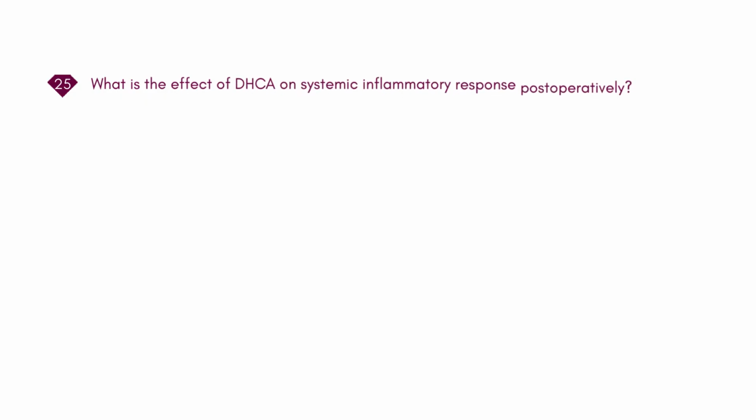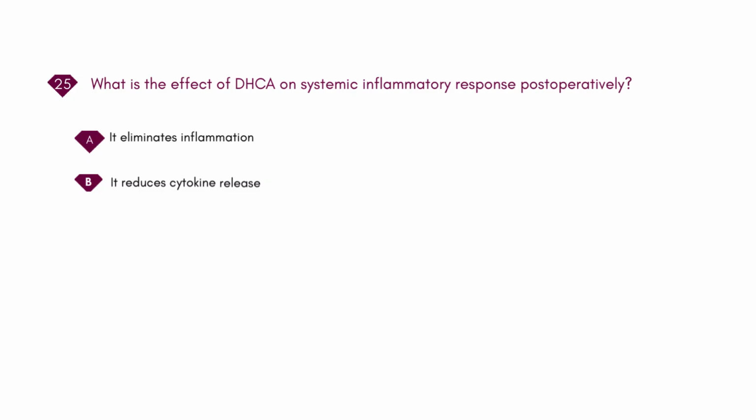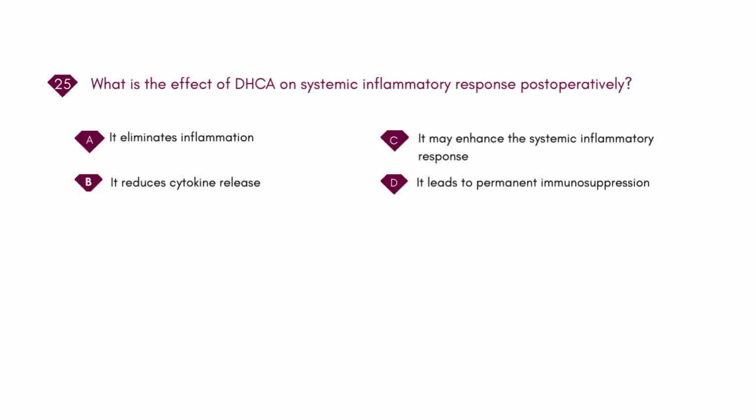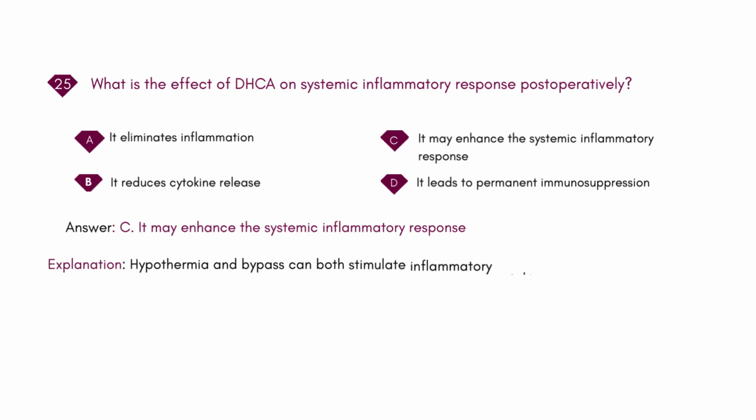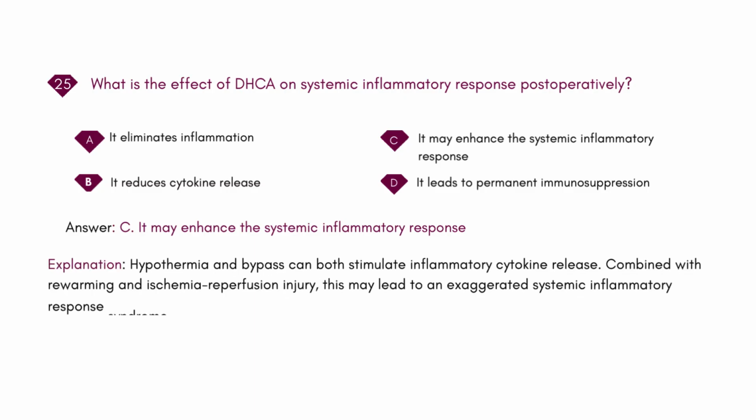What is the effect of DHCA on systemic inflammatory response postoperatively? A. It eliminates inflammation. B. It reduces cytokine release. C. It may enhance the systemic inflammatory response. D. It leads to permanent immunosuppression. Answer: C. It may enhance the systemic inflammatory response. Explanation: hypothermia and bypass can both stimulate inflammatory cytokine release. Combined with rewarming and ischemia-reperfusion injury, this may lead to an exaggerated systemic inflammatory response syndrome, SIRS, postoperatively.